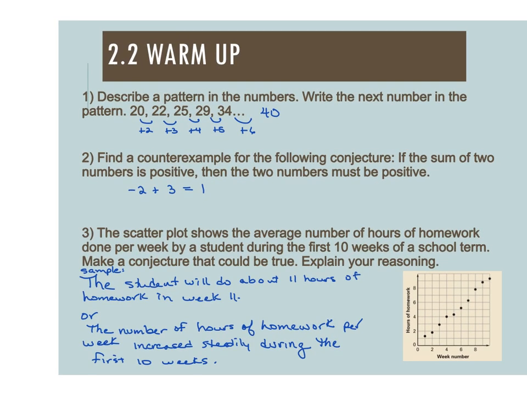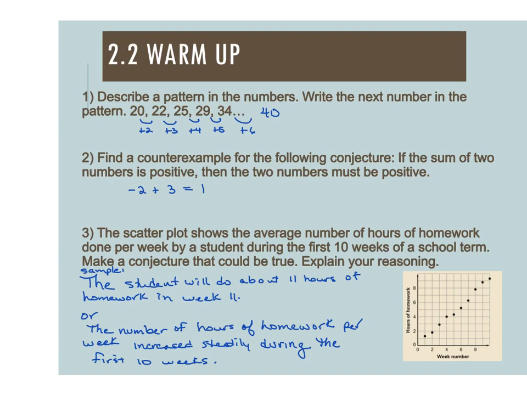So this first question is using inductive reasoning, and it wants me to find the next number in the pattern. So what I need to do is look to see what happened at the beginning of the pattern and then continue it. So from 20 to 22, it looks like it was adding 2, then 22 to 25, add 3, 25 to 29, add 4, and then so on. And then to get the next number, we would add 6. So my next number in my pattern would be a 40.